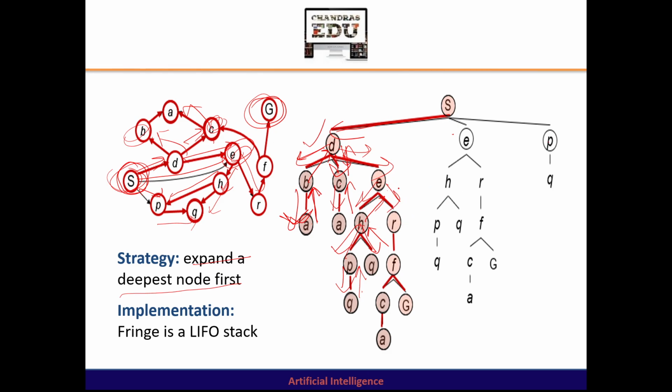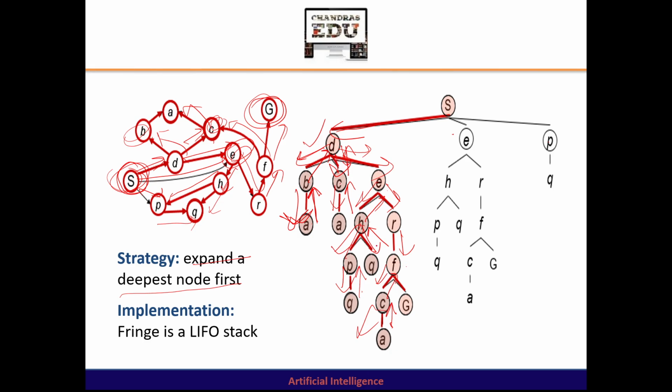So R, as we can see here, from R we have only one arrow to F. So we'll come to F. Next, from F there are arrows to C as well as the goal state. So first it needs to explore the leftmost, so it will go to C, and from C there is a path to A, but A is not the solution. So it will once again go back to C. There is no other path, so once again go back to F.